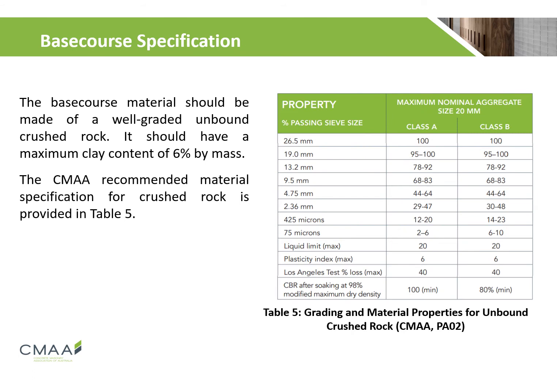The base material of your concrete flag pavement should be made of a well-graded unbound crushed rock. It should have a maximum clay content of 6% by mass. The following grading specifications are recommended by the Concrete Masonry Association of Australia and its member manufacturers. In our example, we will be specifying the use of the Class A Basecourse material.